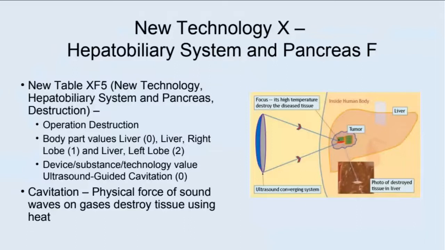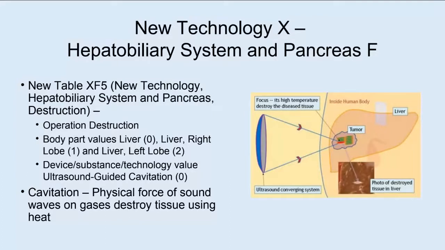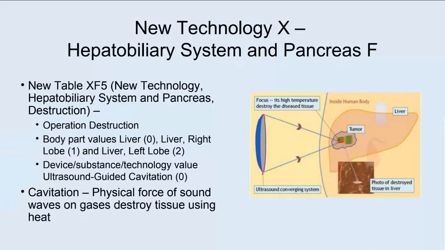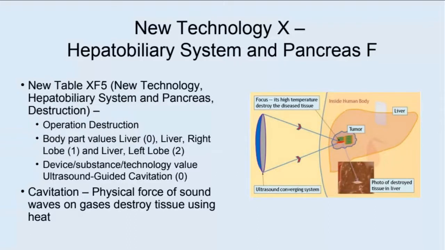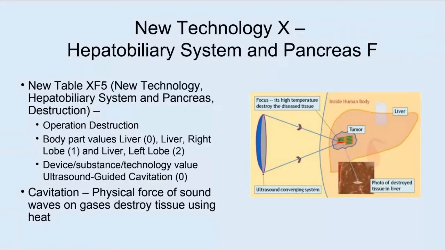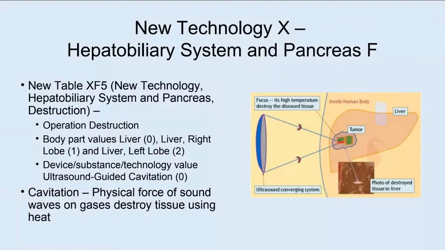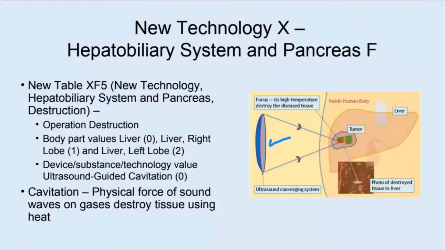A new table was also added to new technology for the hepatobiliary system and pancreas, and the root operation is destruction. This is for body part values for the liver and for the specific lobes of the liver. The device substance technology value is ultrasound guided cavitation. Cavitation is the physical force of sound waves on gases to destroy tissue using heat. So it heats up the gases and it helps destroy the tissue. You can see in here that this is destroying a tumor. Here's the ultrasound part here. And this is what it's destroying here.